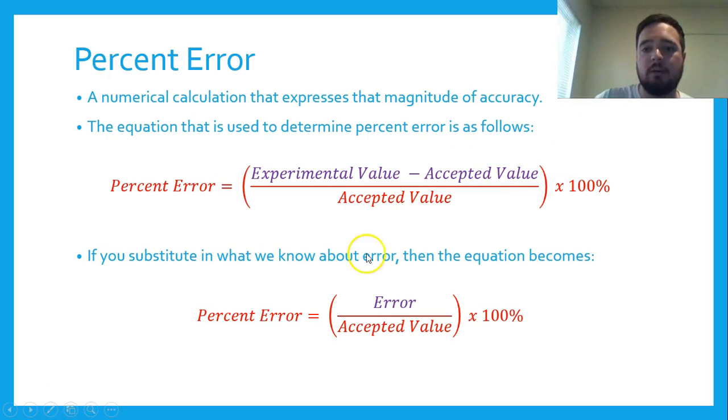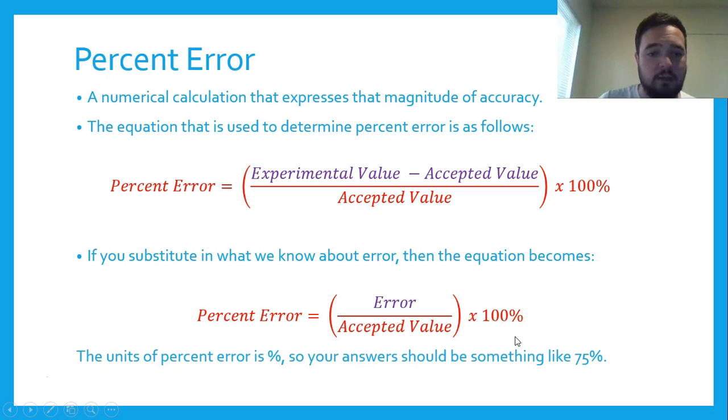So either way, you can memorize these two equations. Works for me. Just make sure that you know exactly what you're doing and what you're plugging in where. But most of the time when you're doing an experiment, you have already solved the error by the time you get to percent error calculations, so it's a little bit easier to just plug the error that you solved in. That way you can do the math a little bit quicker. And again, the unit of percent error is percent, so your answer should always be like 75%, 2.24%, so on and so forth. The percent sign is a unit that you should include with a number when you're reporting percent error.